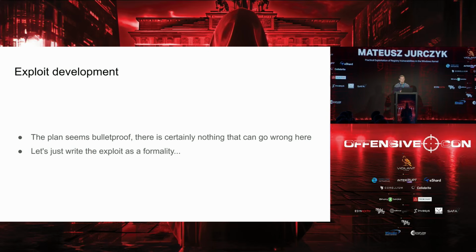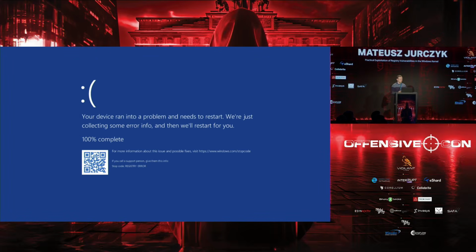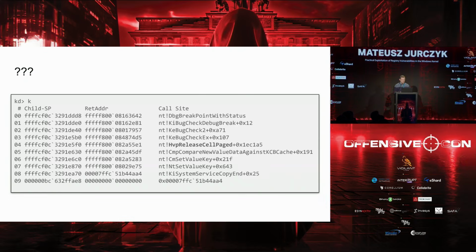So I was very confident in myself, but I decided to still just write the exploit as a formality to show that it works as it should. And of course, if you are too confident, what happens is you get a blue screen out of nowhere that you cannot explain in any meaningful way. Where is it coming from? So of course, I immediately checked the stack trace of the crash, and it turns out that the crash was caused by a bugcheck call that was made by the HvpReleaseCellPaged function, which previously I basically discarded as not doing anything interesting. It's just supposed to release the cell. How could it break our exploit?